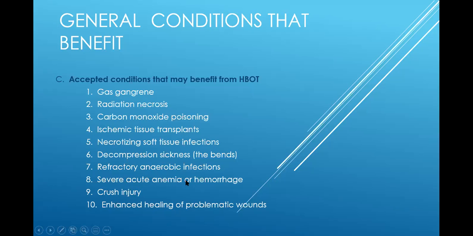Severe acute anemia or hemorrhage. That means somebody who's bleeding a lot, who has an internal bleed. Like when you're losing that blood, you're losing oxygen, you're losing hemoglobin. And so we put you in a hyperbaric chamber. The little bit of blood that you do have has more of an ability to fight, to perfuse and to heal, okay?